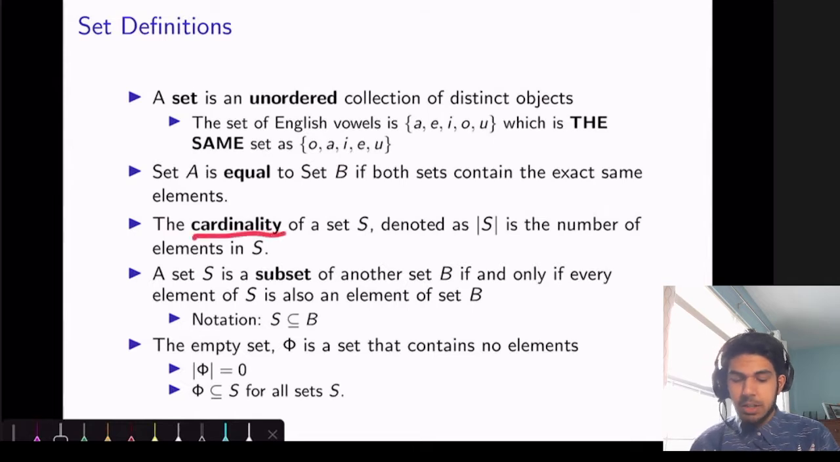Next, we'll move on to cardinality. The cardinality of a set, which we'll call the set S, is denoted as S with these bars around it. That's simply the number of elements in S. So if we go back to our set of vowels, the cardinality of that set is 5 because there are 5 vowels. We can count them: A, E, I, O, U. That gives 5. So that's cardinality.